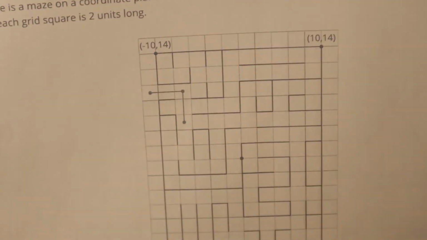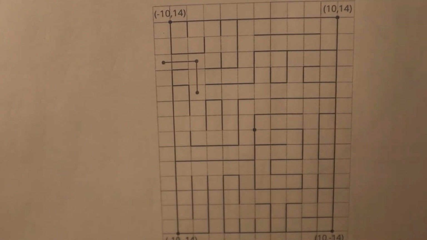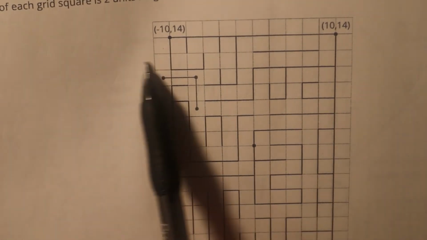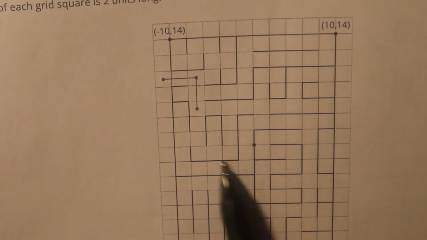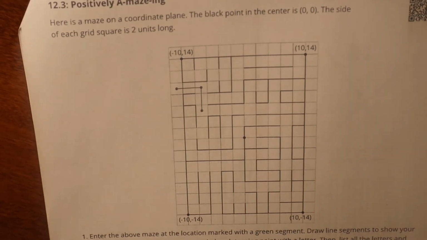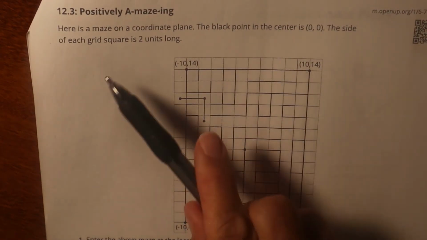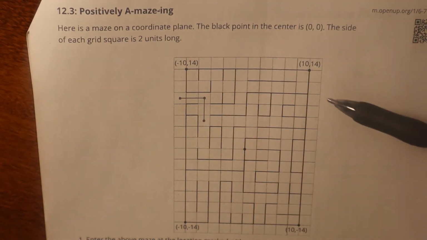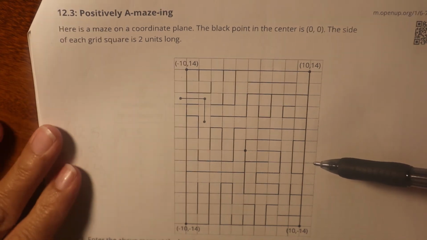I don't know how many of you guys ever did mazes when you were young, or maybe some of you do them now, but you should be kind of familiar with a maze. You have an entrance point, and you got to figure out how you're going to get through the maze to come all the way down to the exit point. Okay, and this is why this activity is called Positively Amazing. This is a maze, and they put it on top of a coordinate plane.